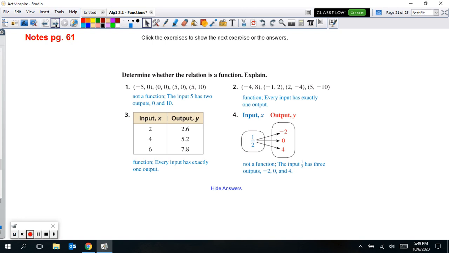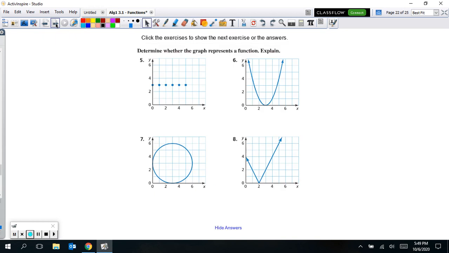Alright, let's try the next set of problems here. So we're going to go to 10. So let's try these. So 5 through 8, determine whether the graph represents a function. So use your vertical line test to say yes or no on this one. Is this a function or not? Go ahead and pause the video and do 5 through 8.